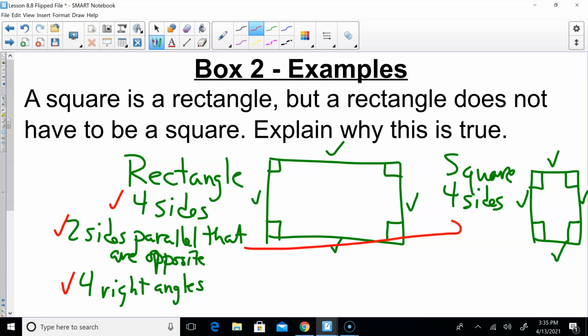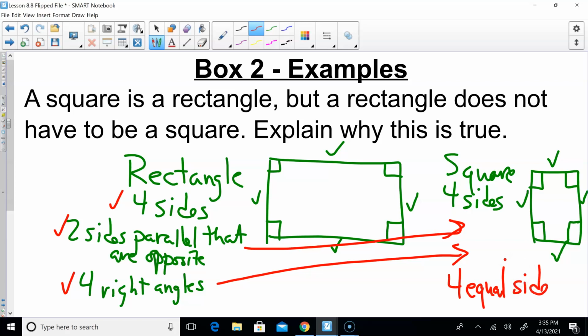The square has this one, it has this one, but the trait that the square has, can you guess what that is? You got it. It's got four equal sides. And that's what separates why a square can be a rectangle, but a rectangle cannot be a square. So that's just using your chart, looking through what do they have similar and what's that differentiating trait that separates one shape from the next.